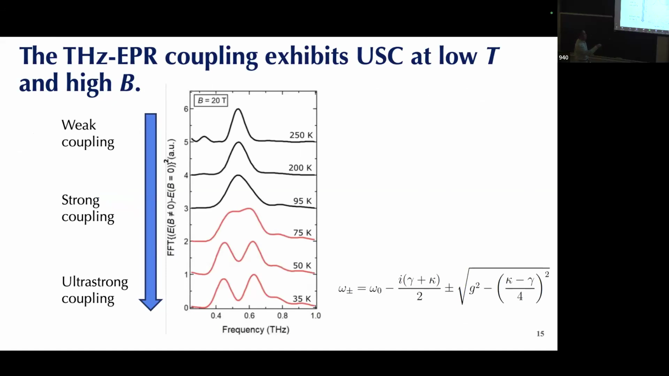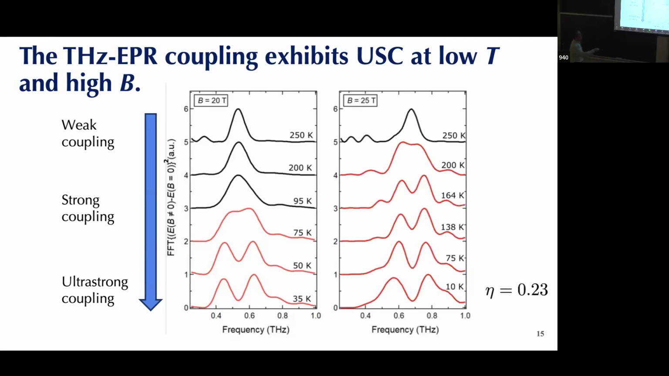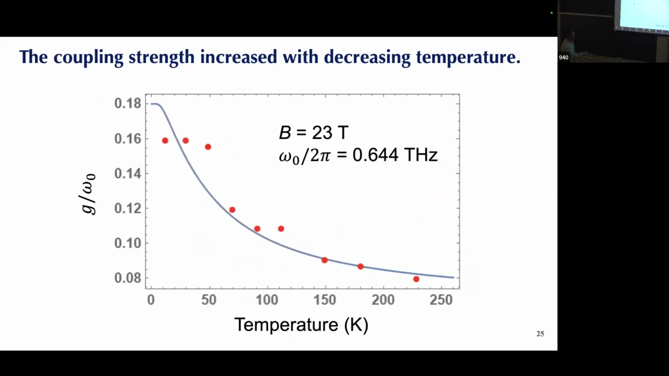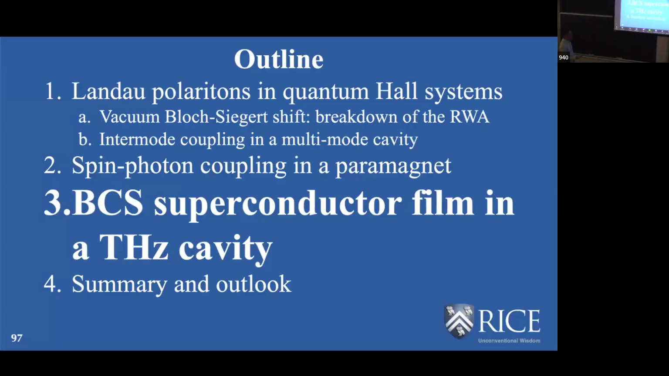At high temperature, there's a single mode, and then at a critical temperature, it suddenly splits. This is an open quantum system, showing a non-Hermitian system with an exceptional point. As a function of temperature, there's an exceptional point, and then it splits into two. And the exceptional point is temperature dependent or magnetic field dependent. So this is at 25 tesla, this is 20 tesla. And then we can explain how the G factor, the light matter coupling rate, depends on temperature. Let me skip this.